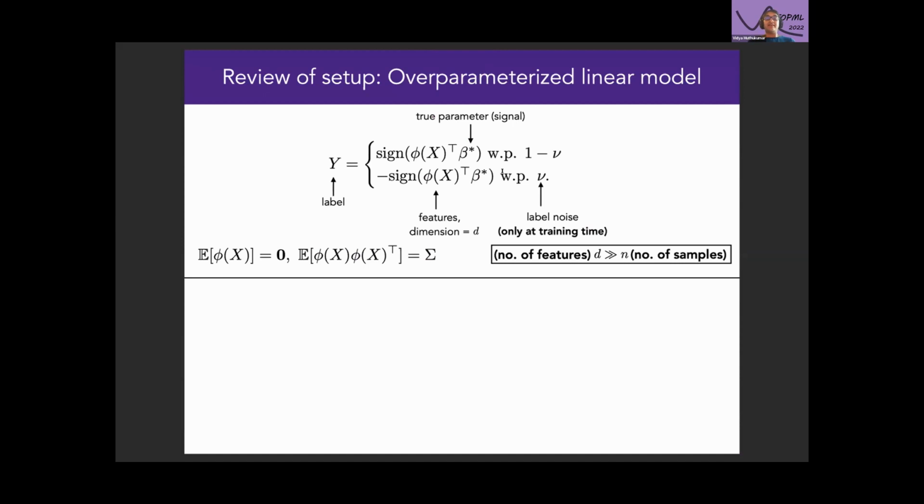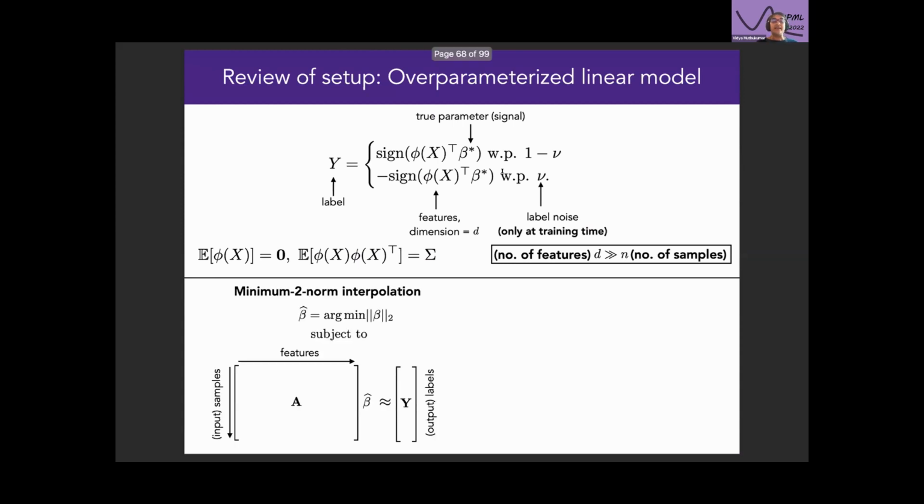Great. Okay, so here's the basic setup again of the overparameterized linear model. And just as a consequence of everything that I've been saying until now, it suffices to study this nice MNI solution in the overparameterized regime. And this is very nice in a number of ways that we're going to see. Starting off, because the MNI has a closed form expression. So that's the first nice property we're going to use.